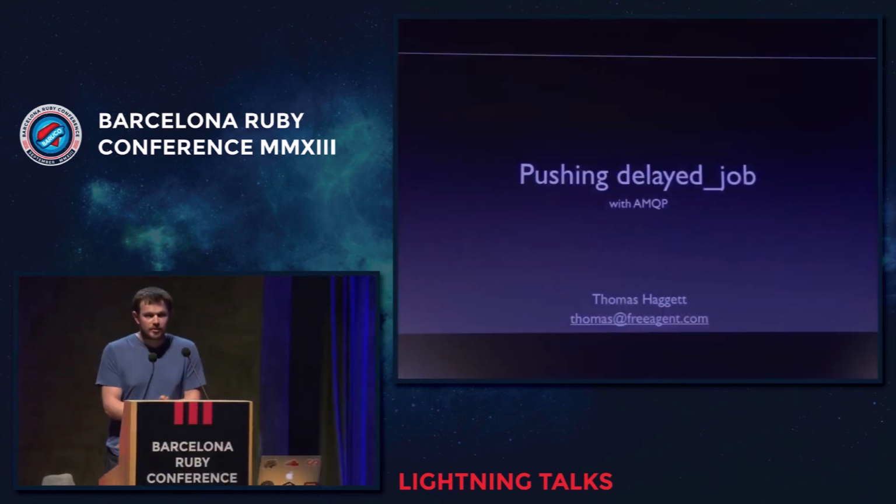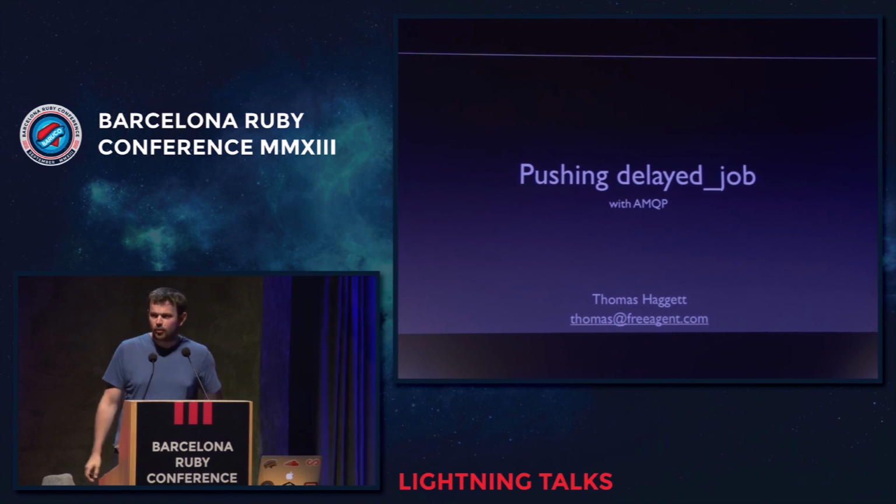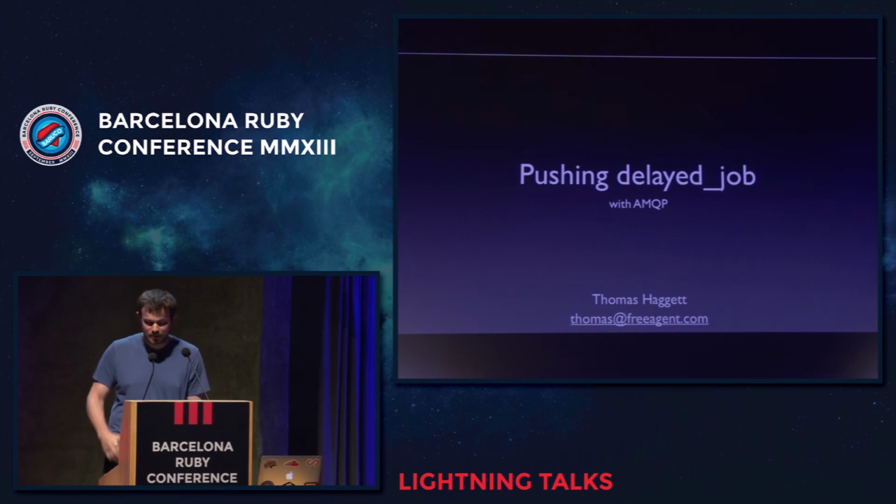Cool. So I'm Thomas Haggart. I work for FreeAgent, which is a small web company up in Scotland. We have a web app that does accounting, according to somebody, Ollie over there. And we use Delayed Job, and we have done for quite some time. That's probably why we still use Delayed Job. We've got like 46 job classes last time I counted.